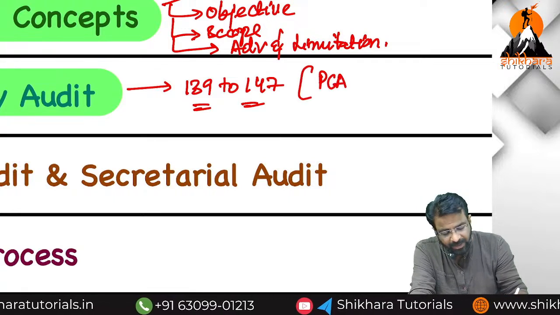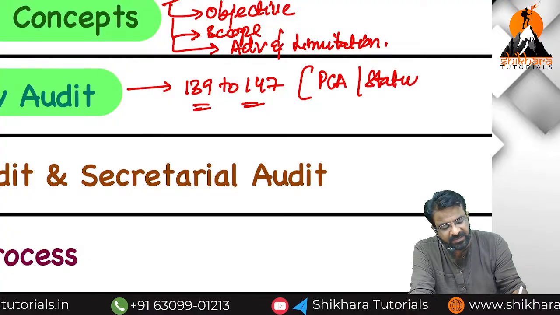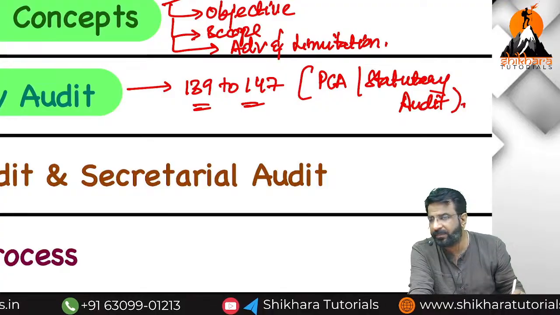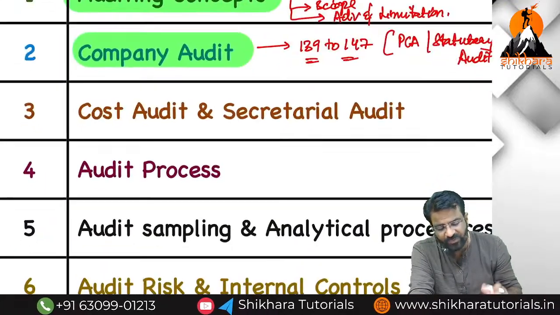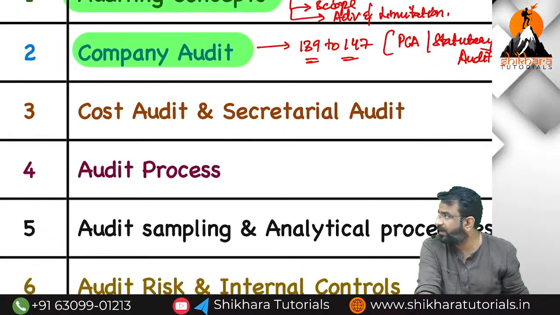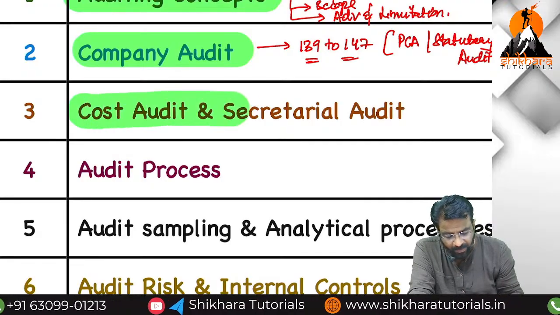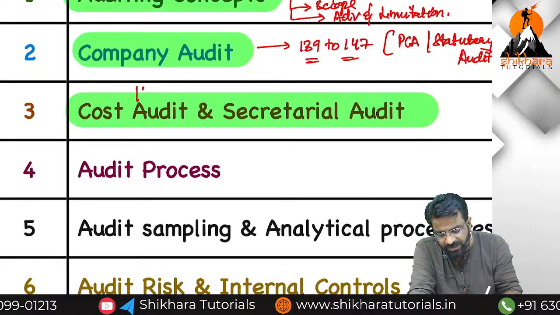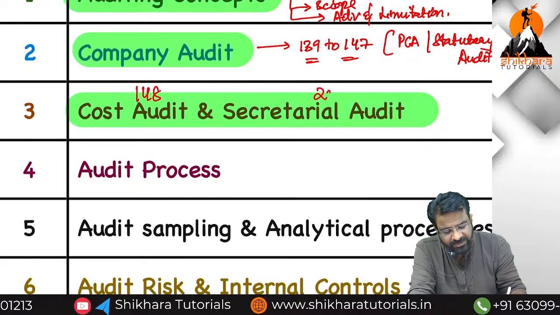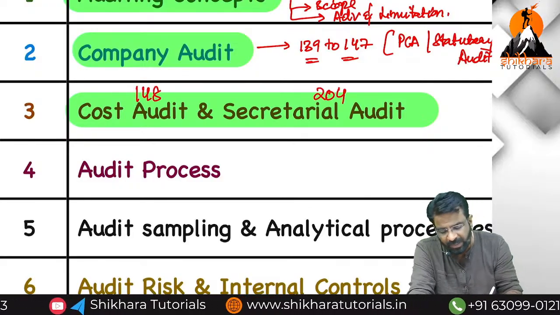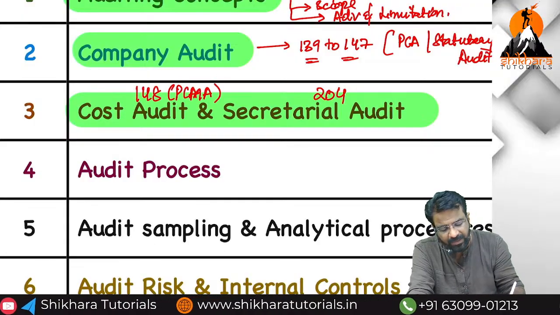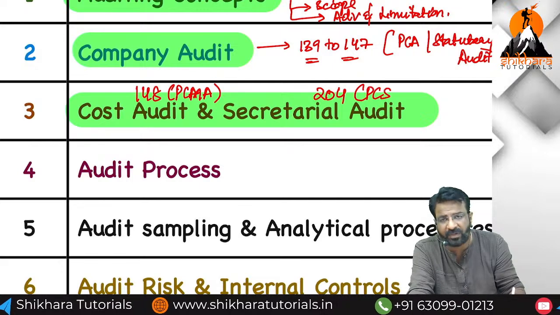Practicing CA, and how the practicing CA does a which audit? Statutory audit. Are you getting the point? Next chapter, which we are going to have, can you read the names? What is the name of the next chapter? Cost audit and which audit? It means here we are going to do section number 148 and section number 204. Here we are going to learn who is a practicing CMA, and here we are going to learn who is a practicing CA.